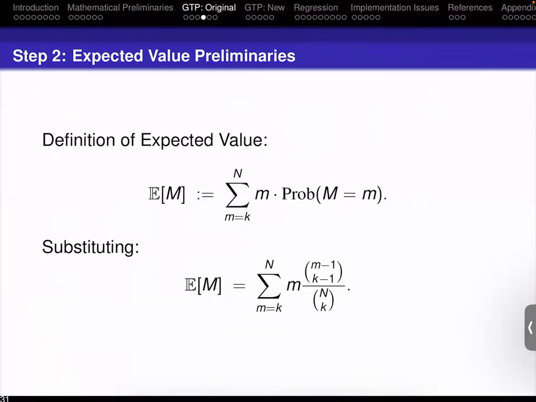Okay, so we should all by now know the definition of expected value. It's just the value times the probability the random variable takes on that value. And then if we substitute for the probability of observing little m as the largest, we have this sum to consider. Any thoughts about how we should evaluate this sum, how we should try to get a feel for it? What could we do? It's okay if it's wrong. What are your thoughts about how we could try to do this?